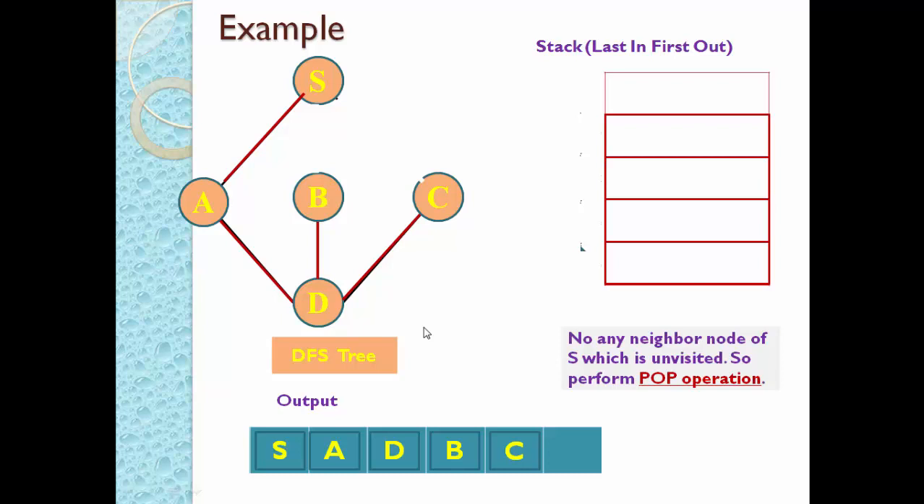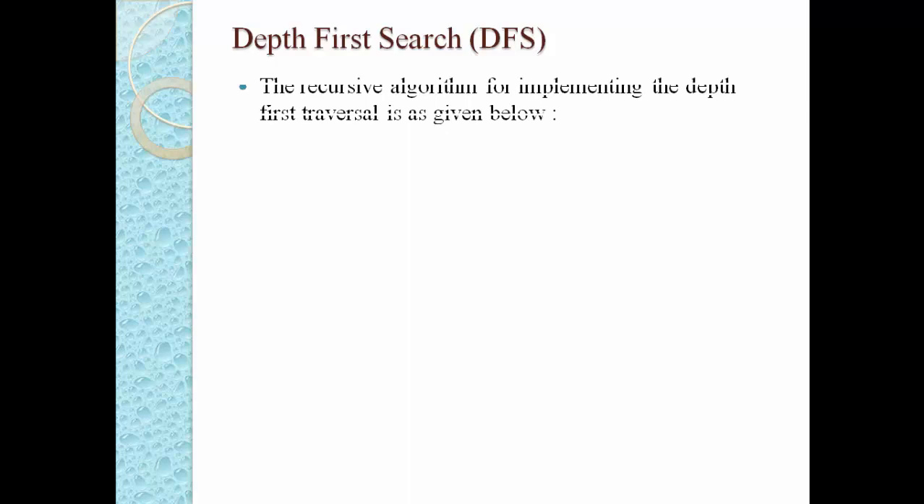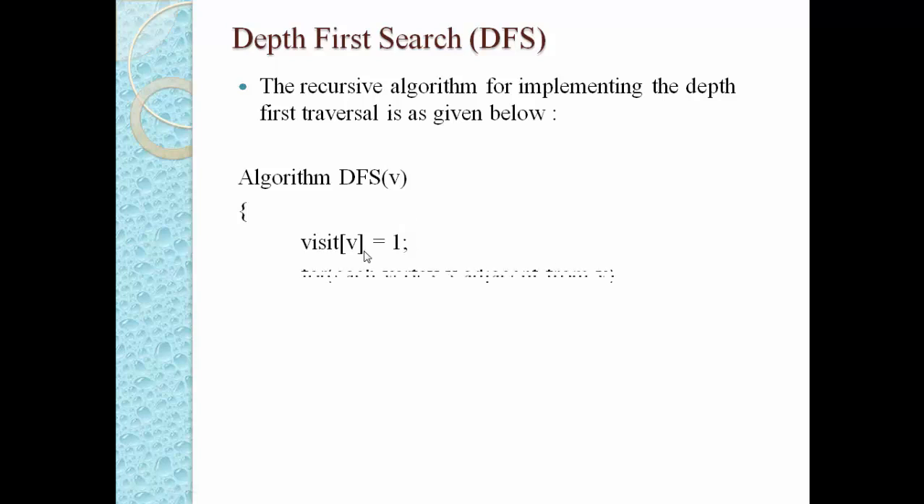Now let us understand the pseudo code of our depth first search, or we can say the algorithm of depth first search. This is the recursive algorithm for depth first search. As per the recursive algorithm, we have to call one function DFS and pass V as an argument. V is nothing but our starting node. We can consider any node as a starting node, and we visit this node directly.